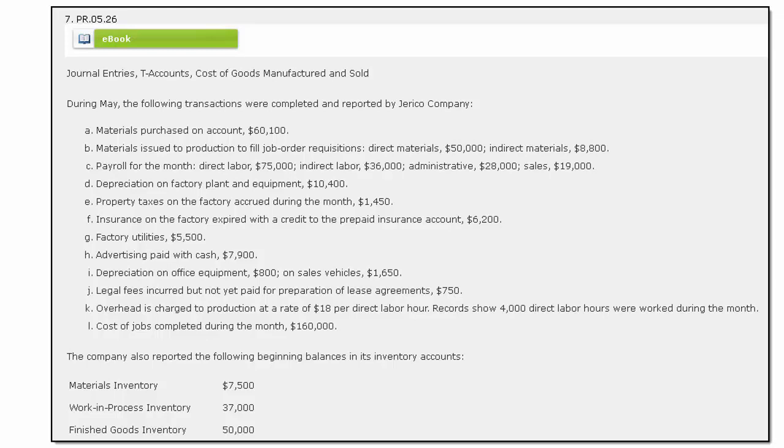Let's look at problem 5-26. This involves journal entries, T accounts, and cost of goods manufactured and sold. During May, the following transactions were completed and reported by Jericho. Okay, we've got 13 transactions. And they also give us materials inventory, work in process inventory, and finished goods inventory.